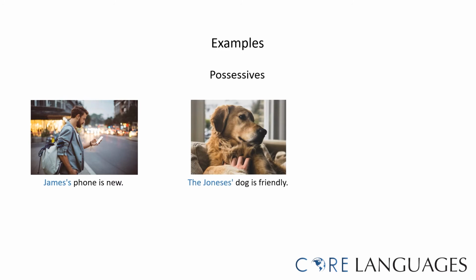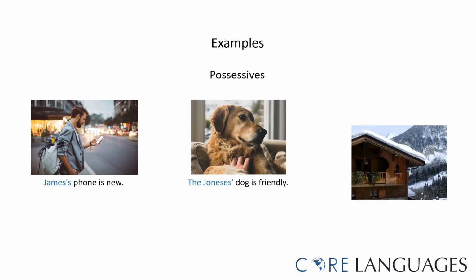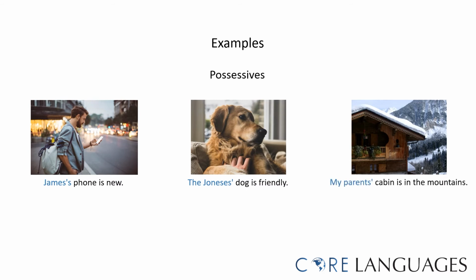The Joneses' dog is friendly. The Joneses refers to a whole family and can be considered a plural noun that ends on S, so we only use an apostrophe. My parents' cabin is in the mountains. Parents is a plural noun that ends on S, so we only add the apostrophe.